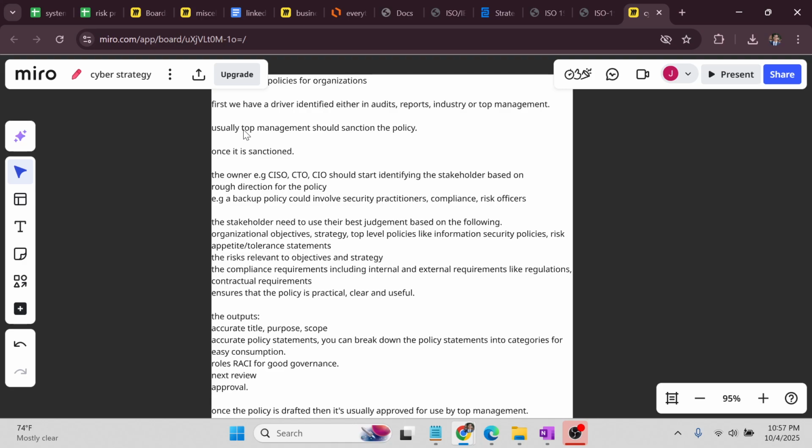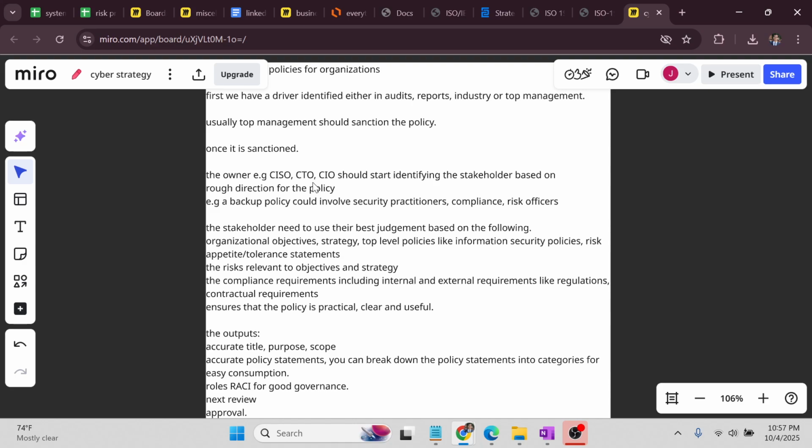When you create the driver, you assign the ownership. So you have, let's say, a CISO or a CTO. They are being assigned as owner. They are responsible and accountable for creating the policy. Once the owner is assigned, the focus is on the owner, and the owner should identify the stakeholders. When I say the stakeholders, I mean the people responsible for their inputs into the policy.